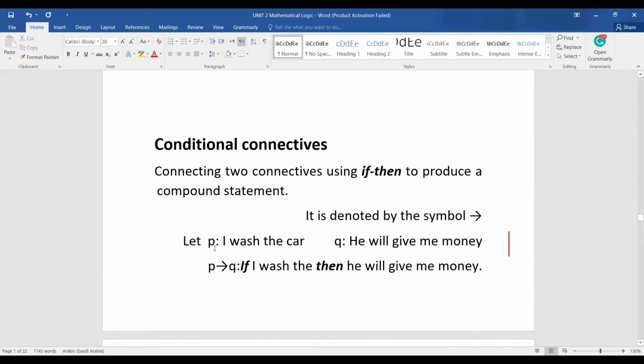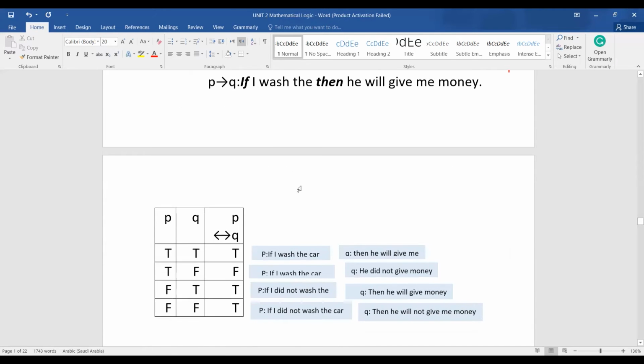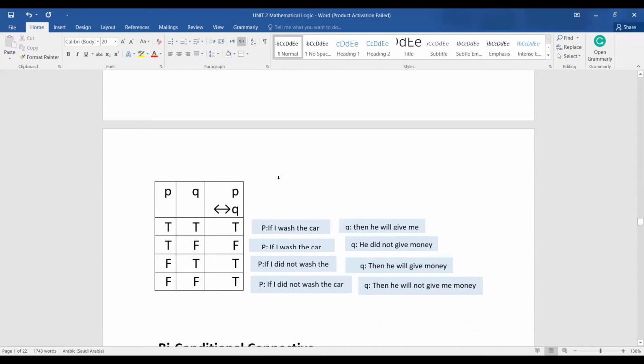Let P be I wash the car, and Q he will give me money. So when we join these two statements using if then, we say if I wash the car, then he will give me money. Now here we are joining it using the connective if then. Now we will do the truth table for the connective if then. Similar to the truth table of conjunction and disjunction, we will write the possible values of P and Q.